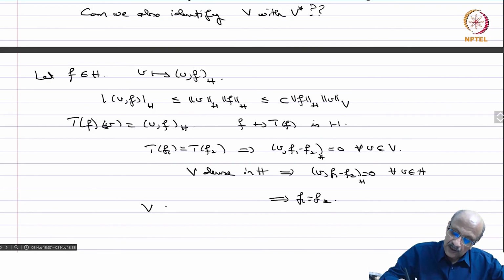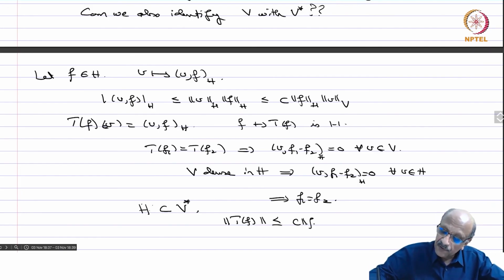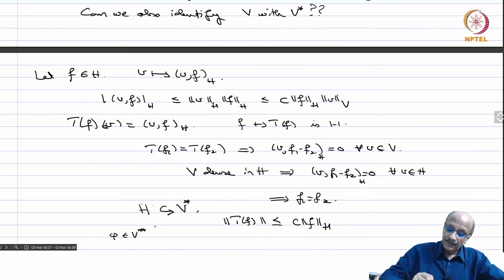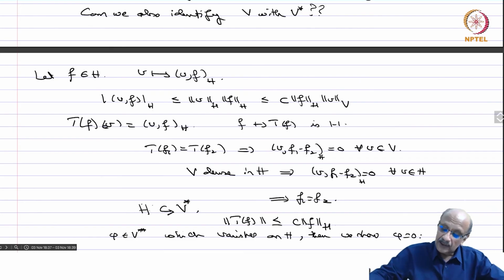So H can be thought of as the same, and the norm of TF is less than or equal to C times norm F in H. We have seen that, and therefore this is in fact a continuous inclusion. Now we claim that this is also dense, so we want to show that if you have a continuous linear functional phi in V double star which vanishes on H, then phi equals 0. So that will mean H is also dense.